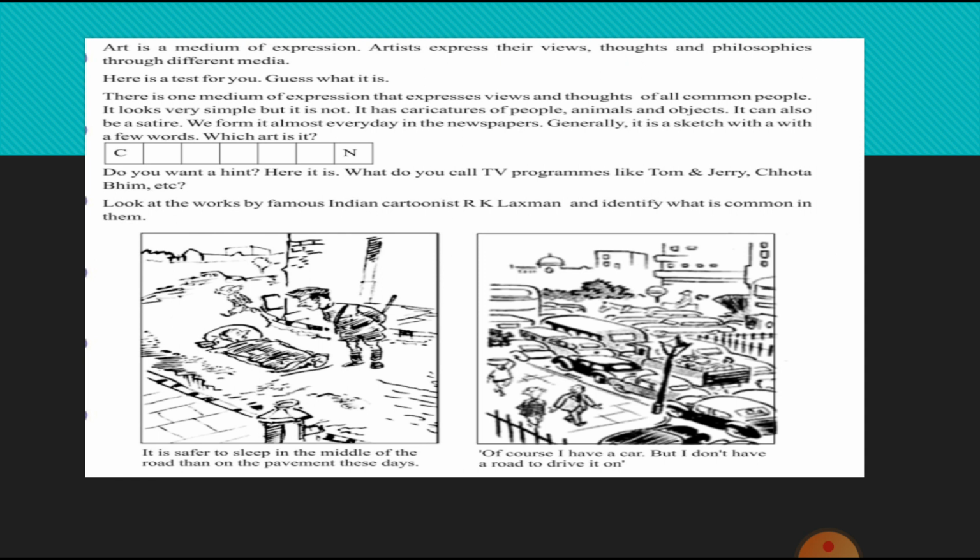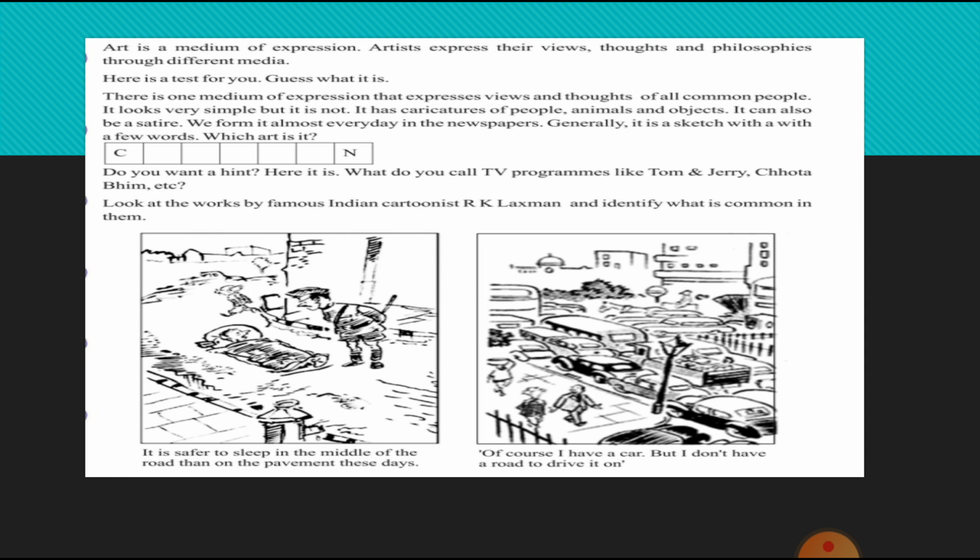Now, they have given: look at the works by a famous Indian cartoonist. See, we have to now talk about the cartoonist. He is a very famous one, R.K. Lakshman, and identify what is common in them.